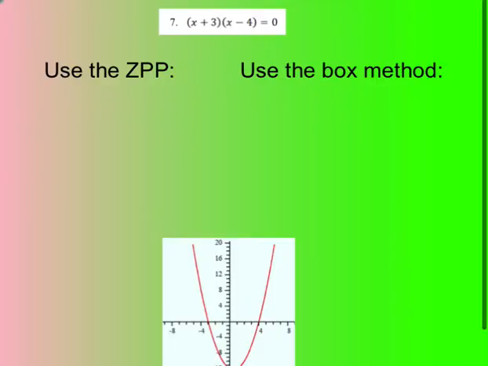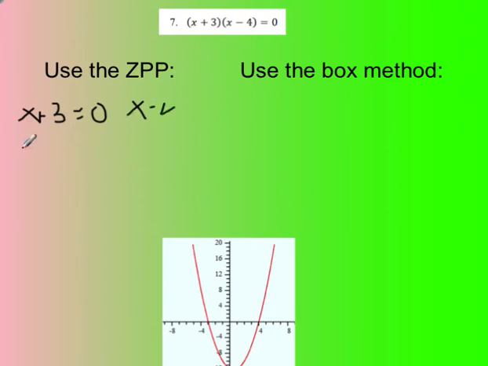Why are we doing this? Let's take a look at this answer. We need to do a couple of things for this one. First, let's use the zero product property. So we're going to do x plus 3 is equal to 0, x minus 4 is equal to 0. We're going to solve each of these for x.